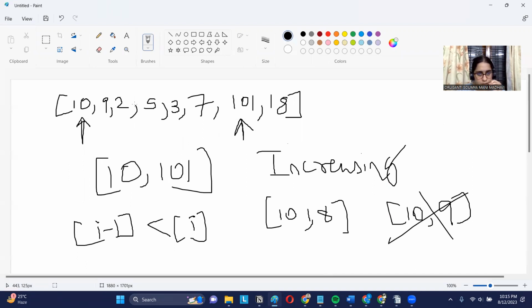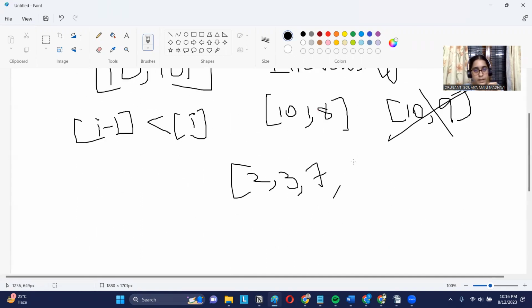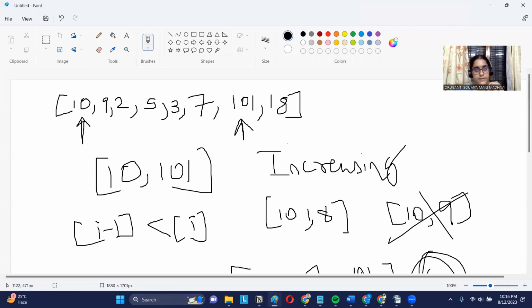If we just look at this example, then if we choose 2, then 3, 7, and either 101 or 18, then we get the longest increasing subsequence for this: 2, 3, 7, and 101. This is of length 4. So we would return that as our answer.